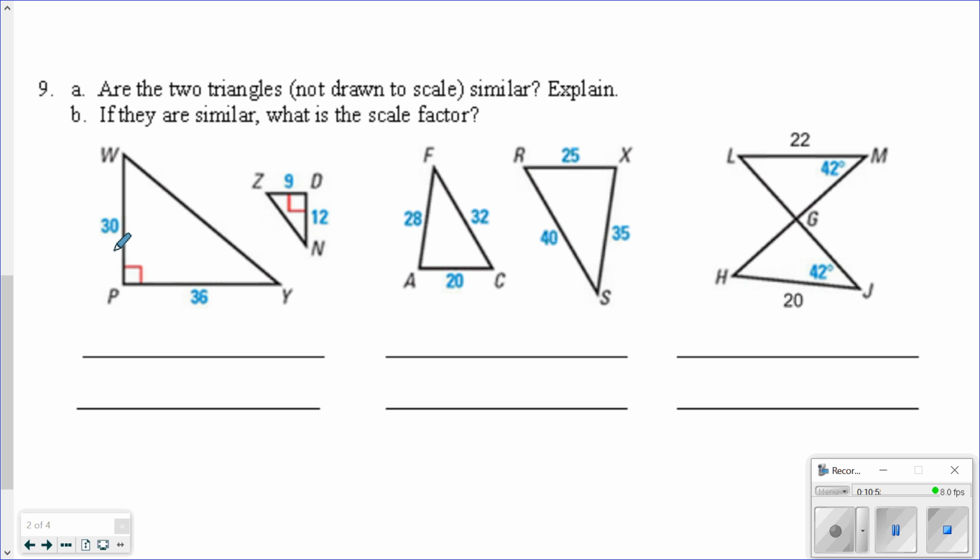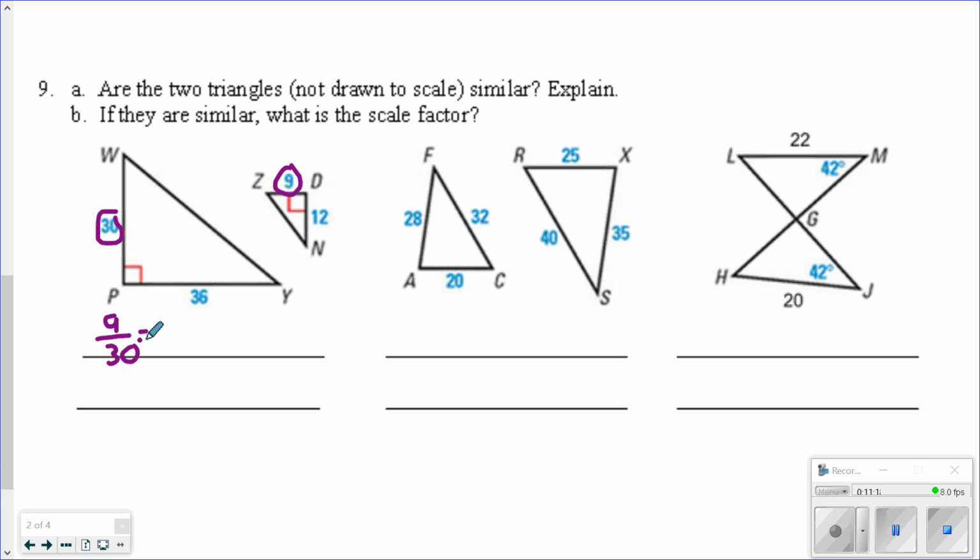And let's start by looking at our sides. So let's start with the shortest side here, which is 30, and the shortest side of the smallest triangle, which is 9. So now what I'm going to do is I'm going to write a fraction out. So I'll do 9 over 30.